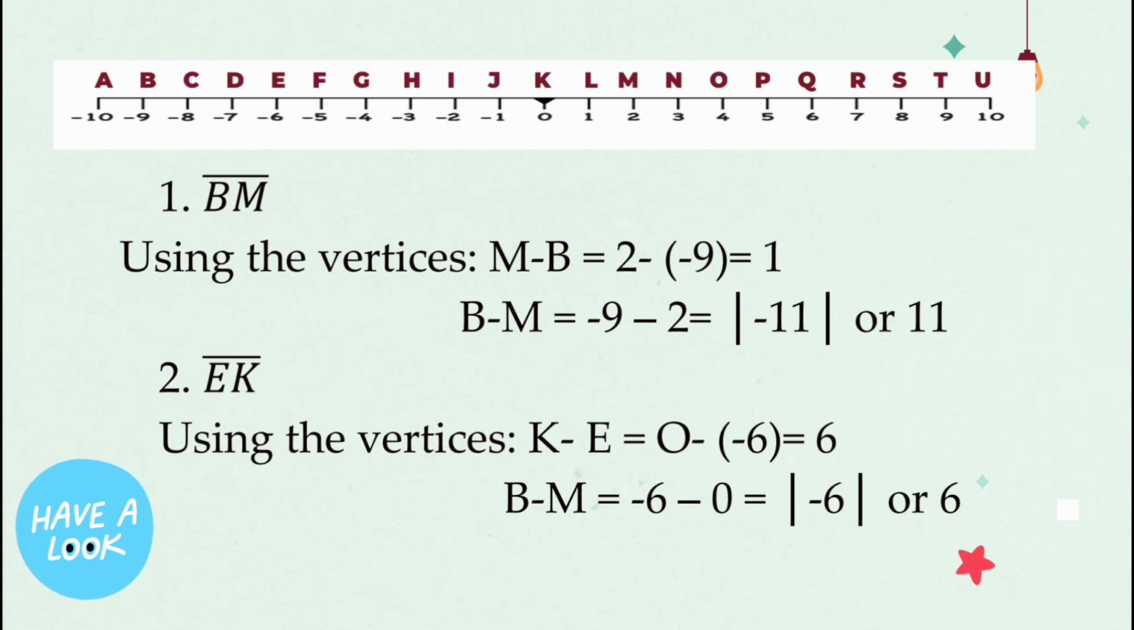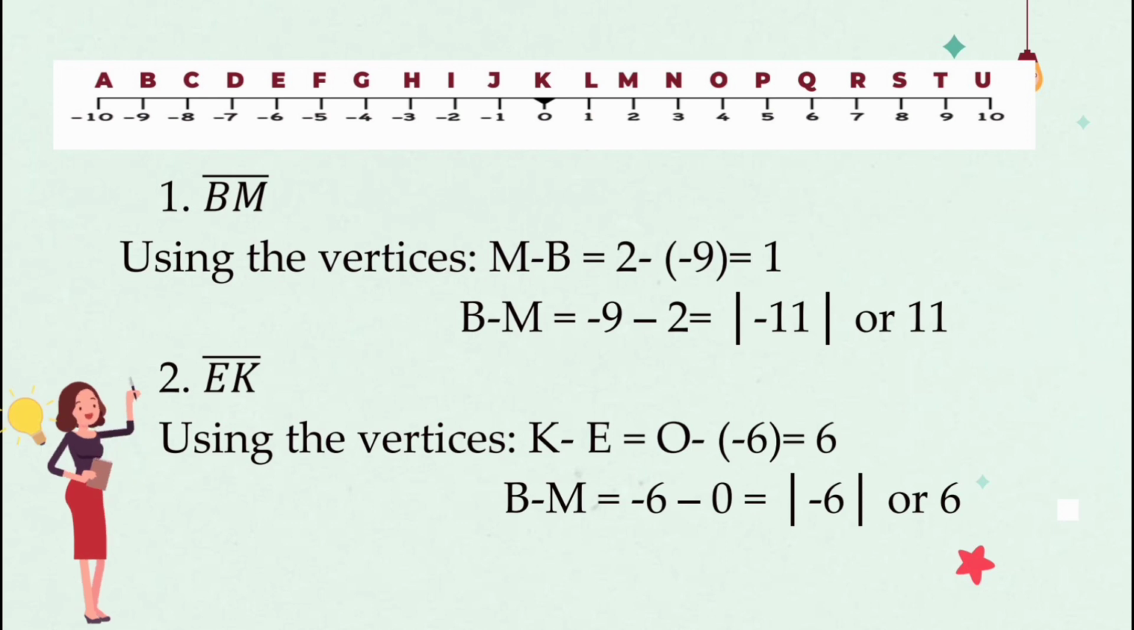Example, find the length of the following segments. Number 1, line BM. Number 2, line EK. For number 1, using the coordinates, M minus B is equal to 2 minus negative 9, which is equal to 11. B minus M is equal to negative 9 minus 2, which is equal to the absolute value of negative 11, or positive 11. Number 2, using the coordinates, K minus E is equal to 0 minus negative 6, which is equal to positive 6. E minus K is equal to negative 6 minus 0, which is equal to the absolute value of negative 6, which is positive 6.